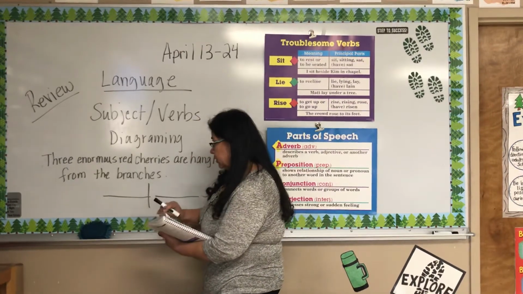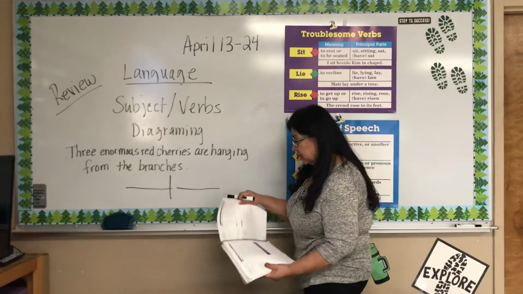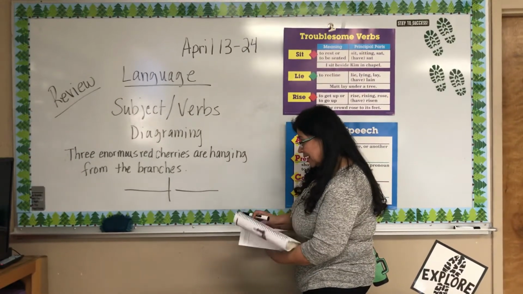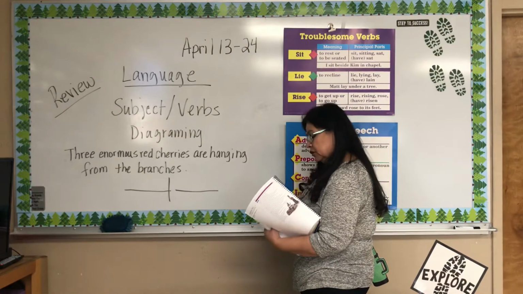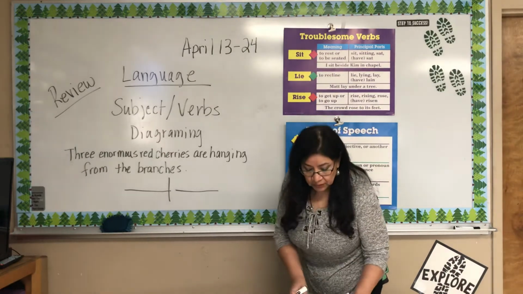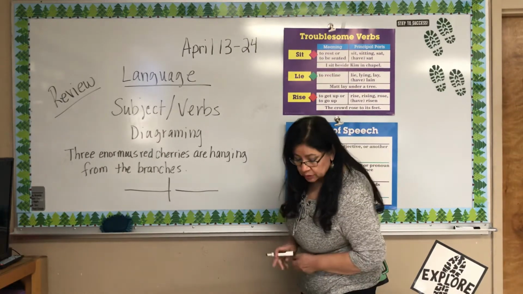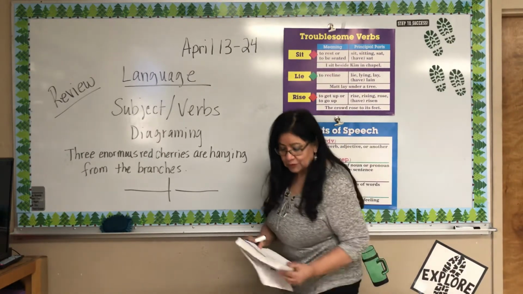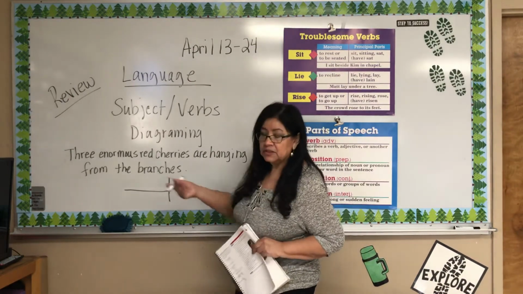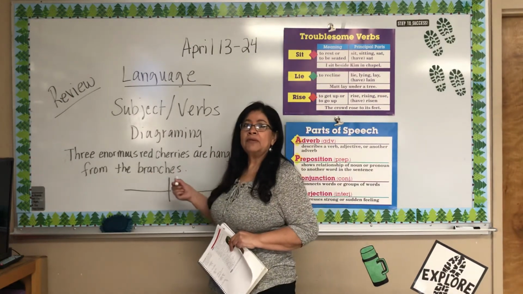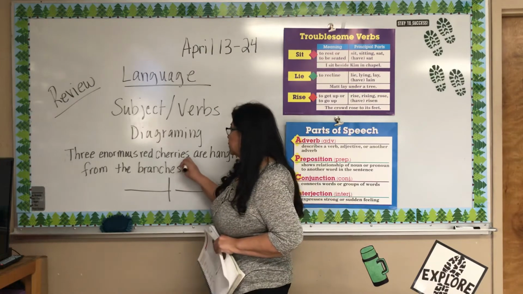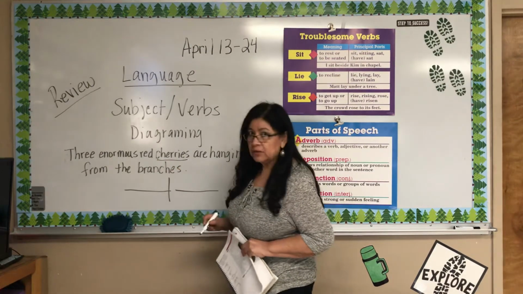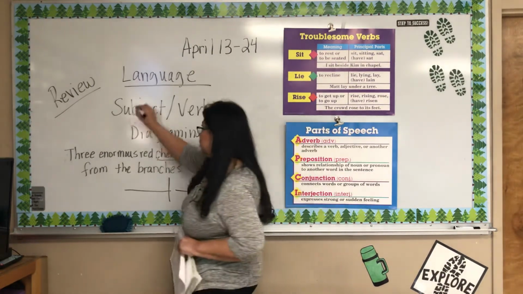Okay, so what we're going to do here is this: three enormous red cherries are hanging from the branches. We're going to find the subject first. What are they talking about? The subject is always what they're talking about in the sentence. What are they talking about? They're talking about cherries. Okay, what are they doing? Remember, your subject is your noun.